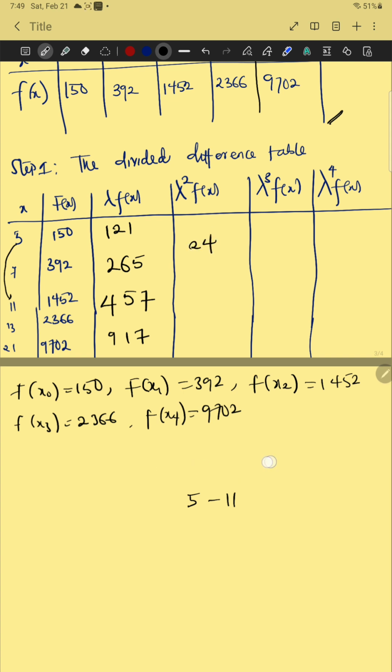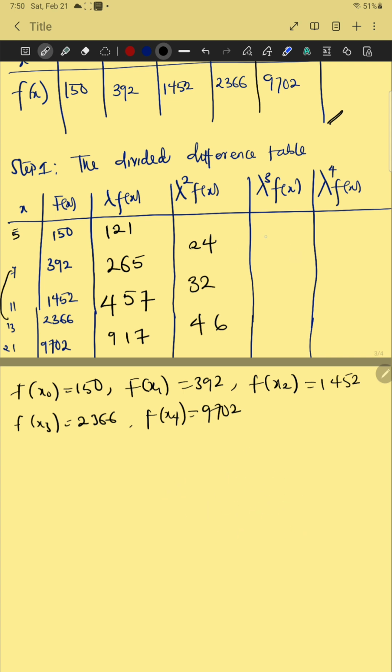All right. So you do the same thing. You say 265 minus 457 divided by, so we're going to stretch it a little bit further, 7 to 13. Did you see that? 7 minus 13. And if you do that, you're going to have 32. Again, we stretch it a little bit further and say 457 minus 917 all over 11 minus 21. If you do that, you're going to have 46. Is that cool? All right.